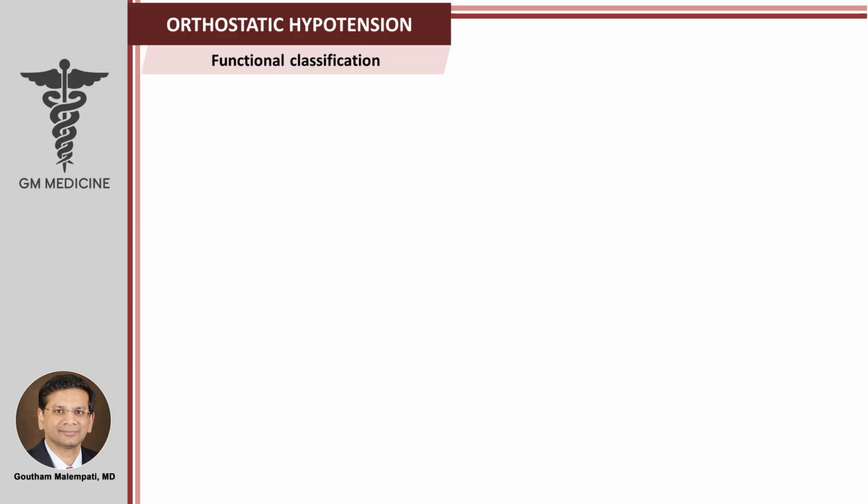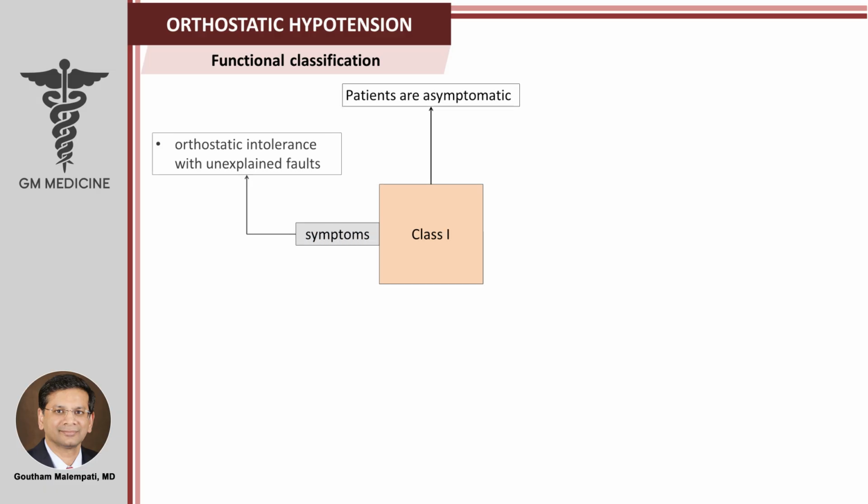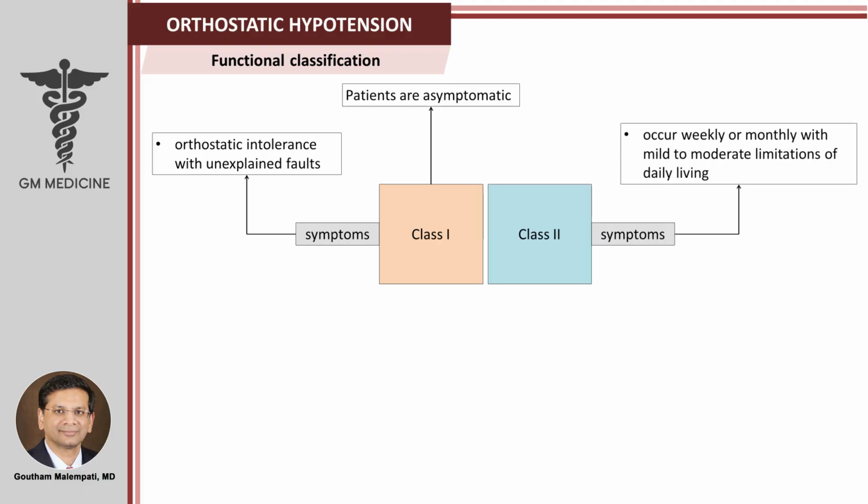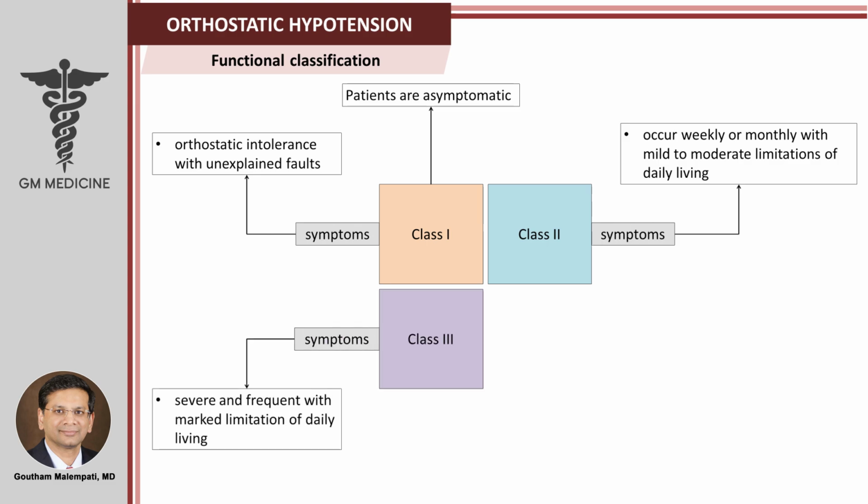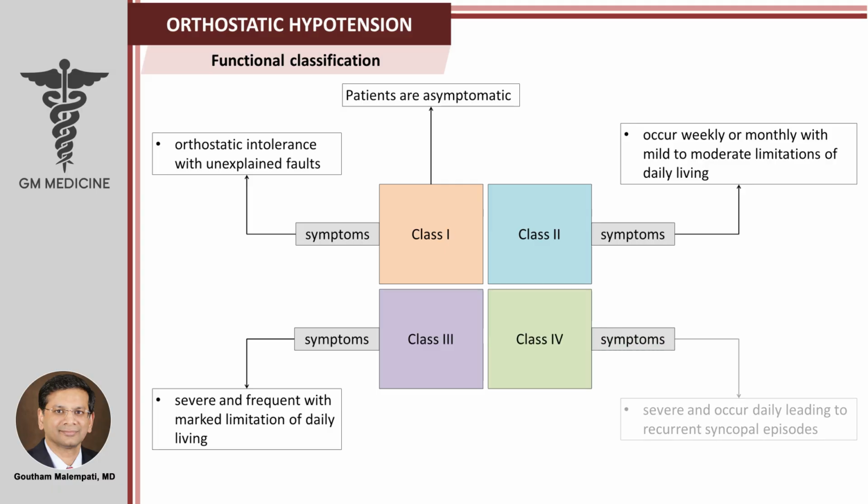Functional classification of orthostatic hypotension. Class 1. Patients are asymptomatic but occasionally show symptoms of orthostatic intolerance with unexplained falls. Class 2. Symptoms occur weekly or monthly with mild to moderate limitations of daily living. Class 3. More severe and frequent symptoms with marked limitation of daily living. Class 4. Severe symptoms that occur daily and leading to recurrent syncopal episodes.